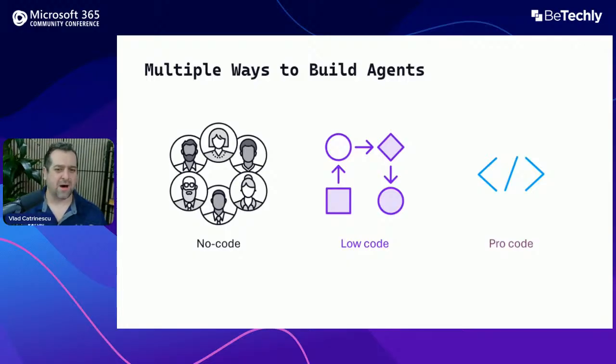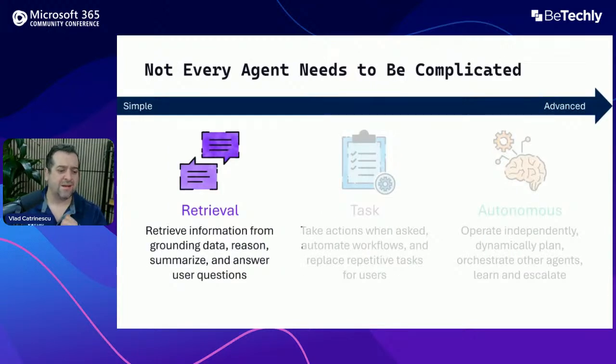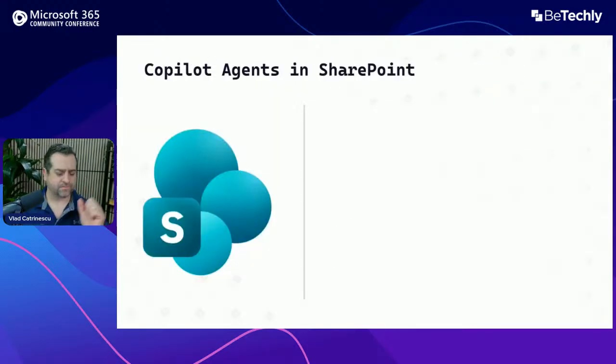You can choose the model you want, you can call APIs and things like that. But today we only have 15 minutes for me to show you something really, really cool. So we're going to focus on no code, and we're going to build a specialized retrieval agent. And this is where Copilot agents in SharePoint come in.